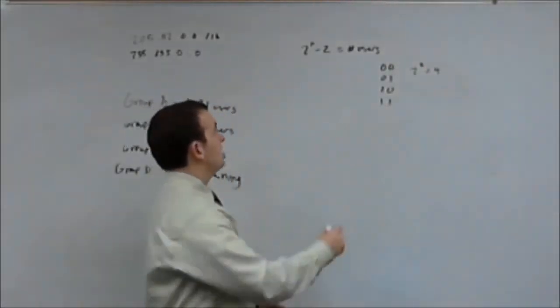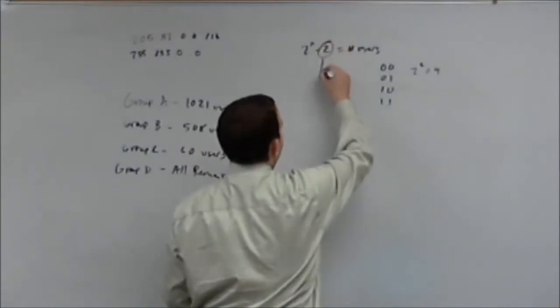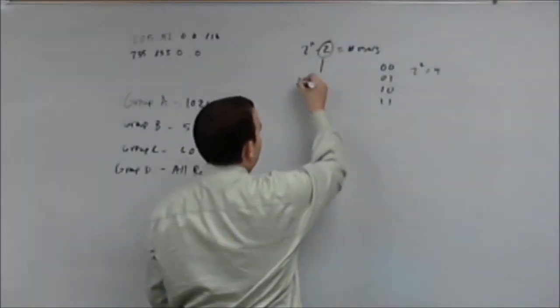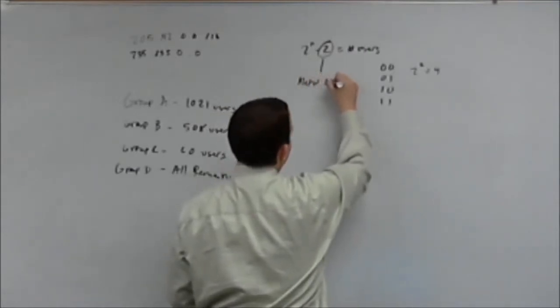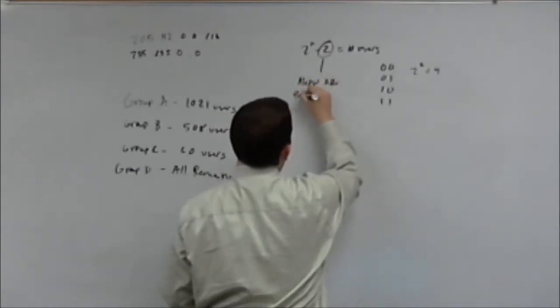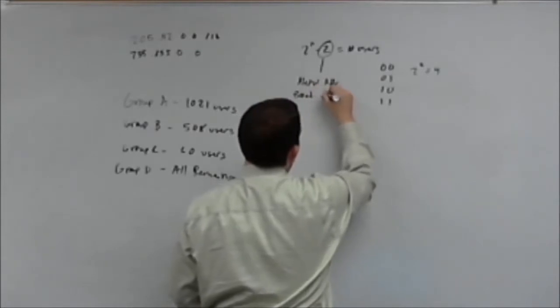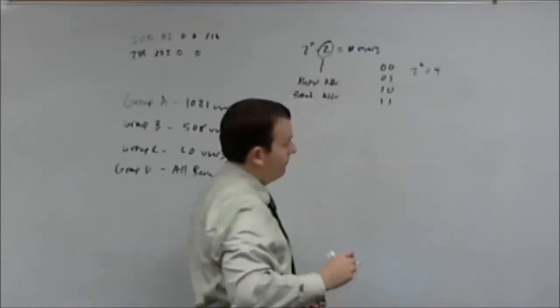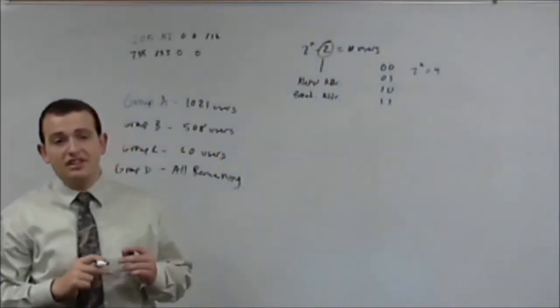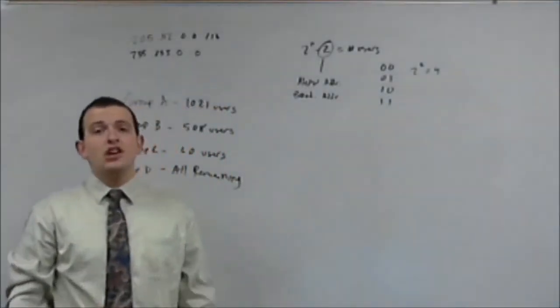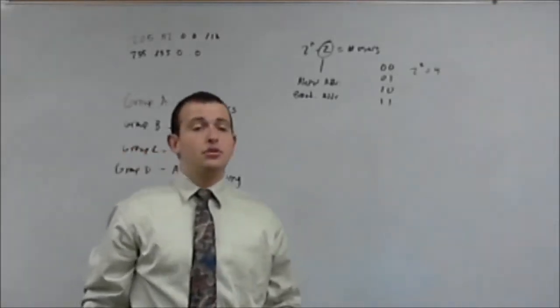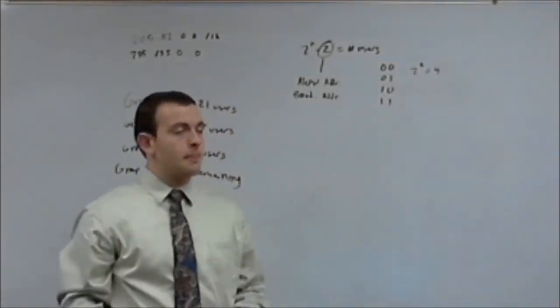The next part of this equation is the minus 2. The minus 2 subtracts your network address and your broadcast address, which is a requirement for every subnet. Every subnet must have its own network address and its own broadcast address. So you have to subtract those out of the usable user space.